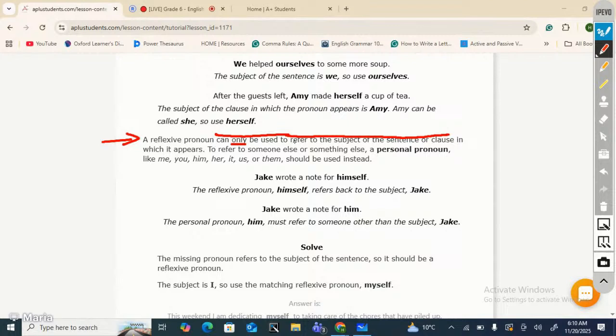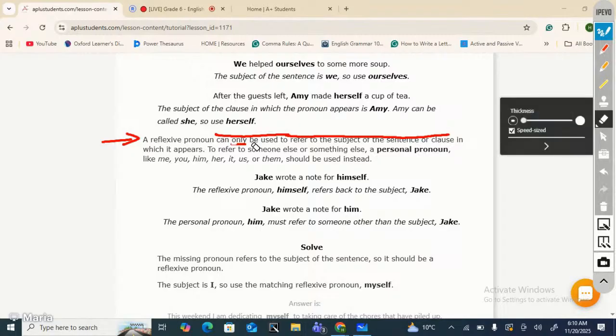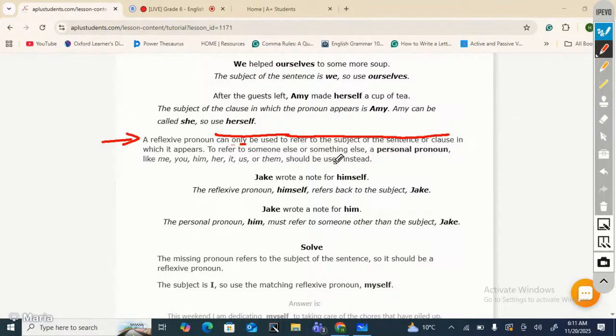So to refer to someone else or something else, a personal pronoun like me, you, him, her, it, us, or them should be used instead. So, what I was telling you is a reflexive pronoun can only be used to refer to the subject of the sentence or clause. But if you want to refer to someone else or something else, a personal pronoun like me, you, him, her, it, us, or them should be used instead.